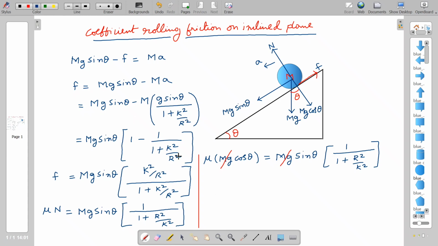Then we will get coefficient of rolling friction mu is equal to, if you move cos theta to the right side, then sin theta by cos theta we will get tan theta by 1 plus r square by k square. So we got coefficient of rolling friction, that is mu is equal to tan theta by 1 plus r square by k square.